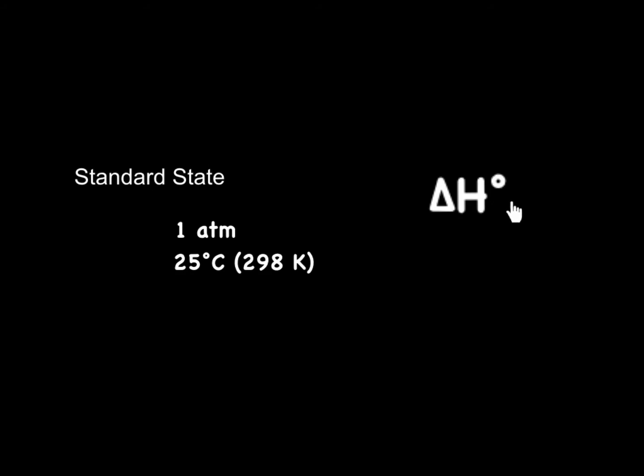Most enthalpies are tabulated at a standard state, its pure form at 1 atmosphere of pressure and 25 degrees Celsius. So when you see this, you know it's under standard state conditions. And if an element exists in more than one form under standard conditions, then the most stable form of the element would be used to determine the enthalpy of formation for the reaction.